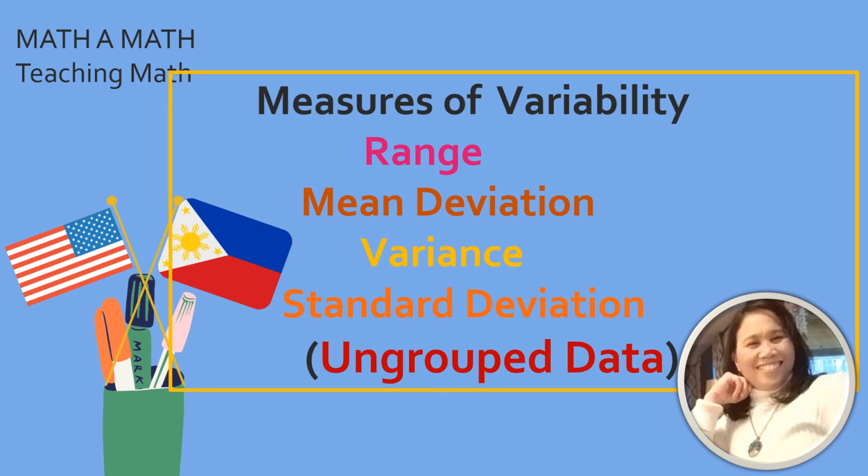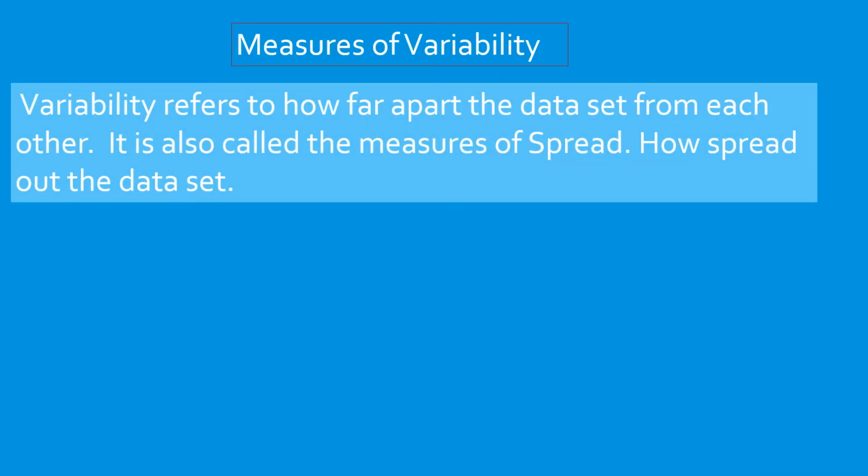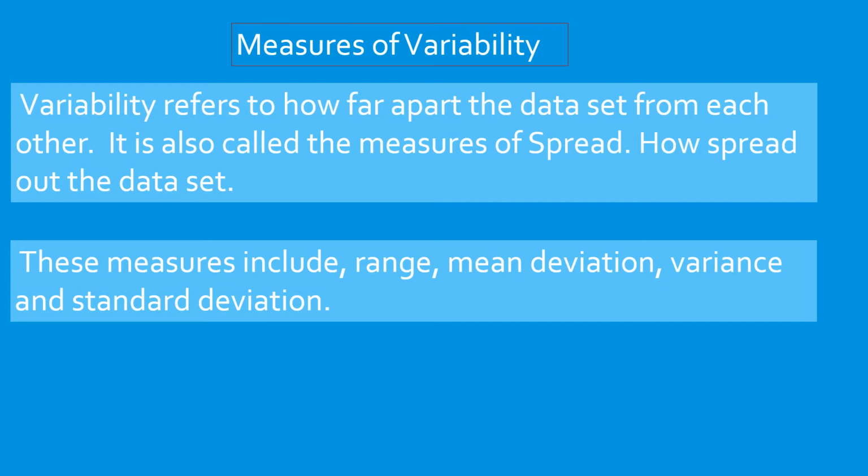In this video, you're going to learn about the measures of variability: the range, mean deviation, also known as the average deviation, the variance, and standard deviation of ungrouped data. What do we mean by variability? Variability refers to how far apart the data set from each other. It is also called the measures of spread, how spread out the data set. So again, these measures include range, mean deviation or average deviation, variance, and standard deviation.